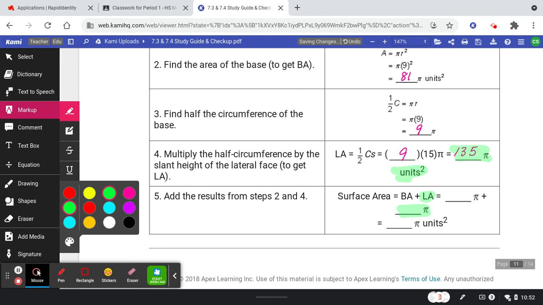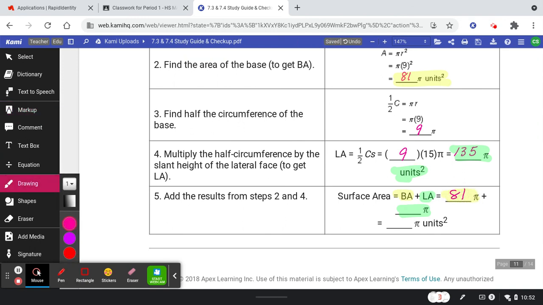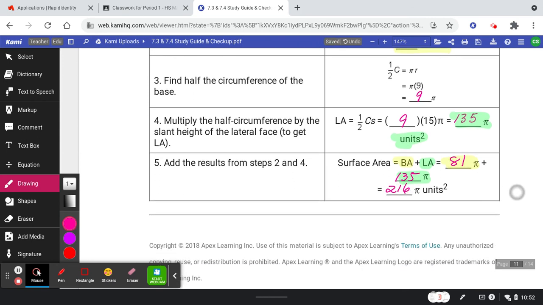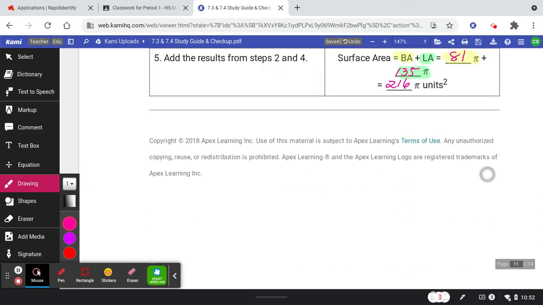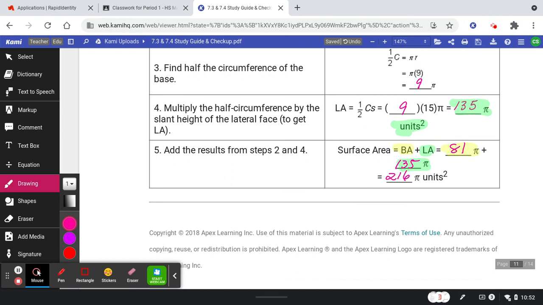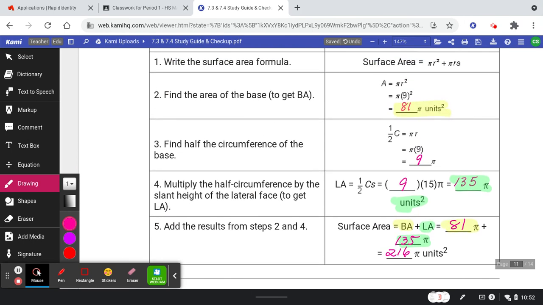And then we've got our area of 81 pi for the base area right here. Let's plug in. 81 plus 135, I think that gives us 216 pi square units. And that's our last one of the study guide. Let's go do the checkup before we do the quiz.